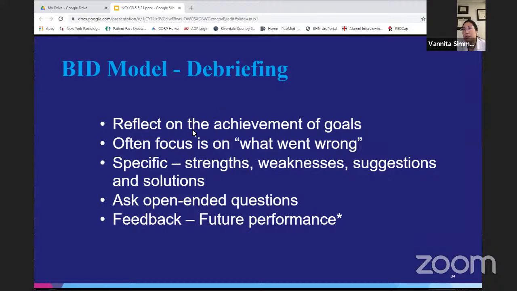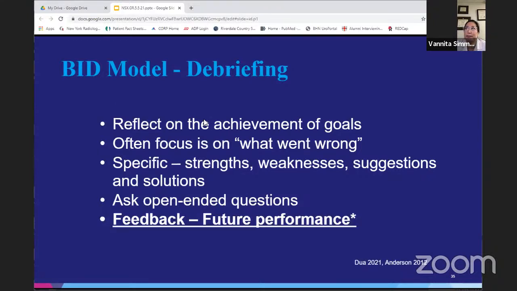We all tend to be self-critical, and we all tend to focus on what went wrong, but that's fine for self-reflection. For learners, we should provide them with specific feedback. Specific things we can talk about are strengths, weaknesses, suggestions, and solutions, and ask open-ended questions. What did you think of that case? Just open up the lines of communication.